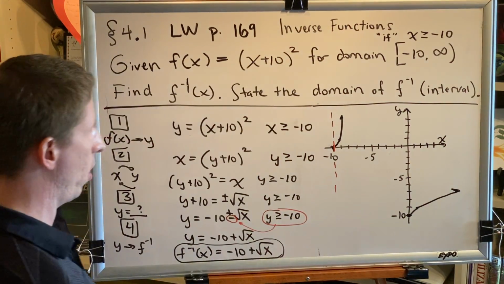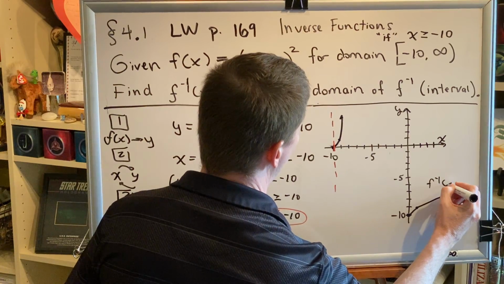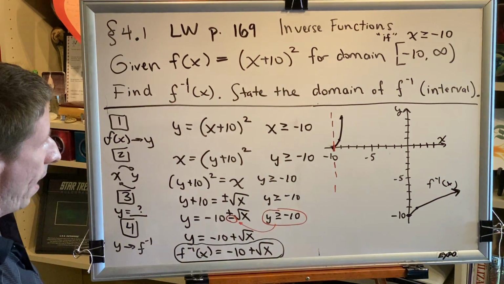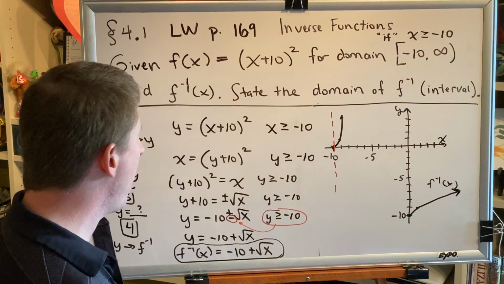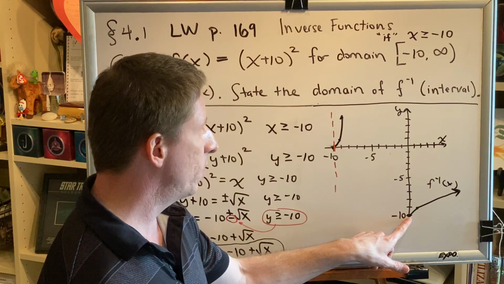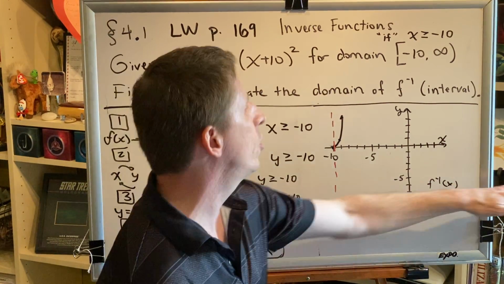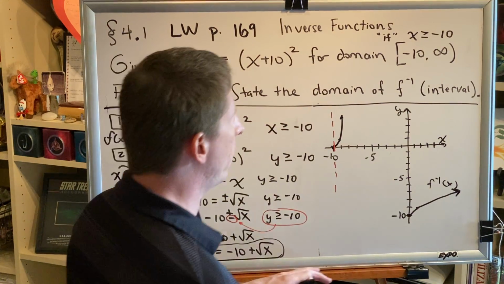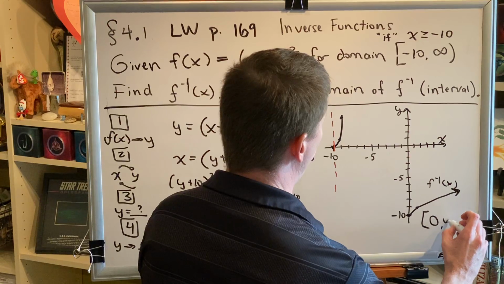Okay, this is a picture of our new function, f inverse of x. And then based on that picture, we can very easily see our domain. Domain is a collection of all of the x's. So this is the smallest x, which is 0, and this arrow indicates the largest x, which is infinity. So the domain goes from 0 to infinity.